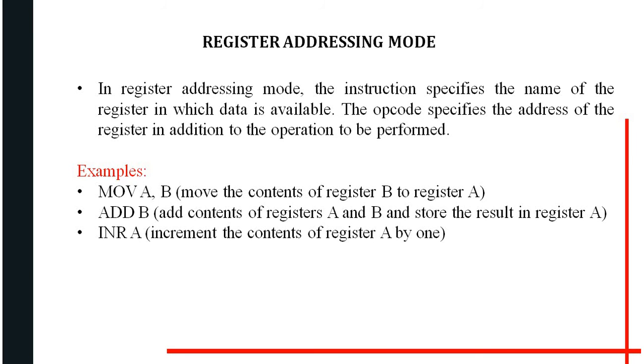Next, INR A. INR A means increment A. The content of the A register is incremented by 1. Here we are mentioning the register instead of a direct value or a direct address. That's why it is called the register addressing mode.